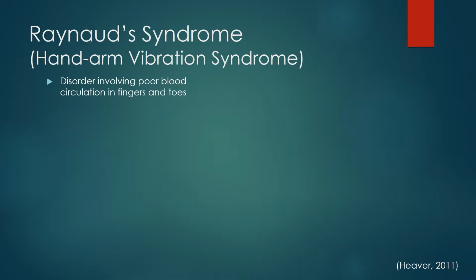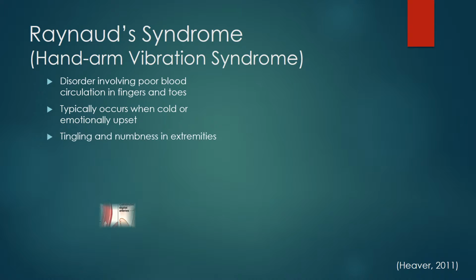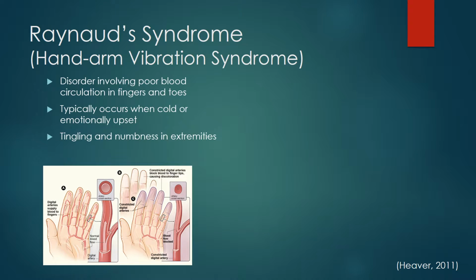It is a disorder that involves poor blood circulation to the extremities, particularly the fingers and toes, but can also include the ears and nose. In traditional Raynaud's syndrome, cold weather or emotionally upsetting events cause arteries to constrict, leading to decreased blood flow. This causes tingling sensations and numbness in the fingers, as well as discolored or waxy skin.